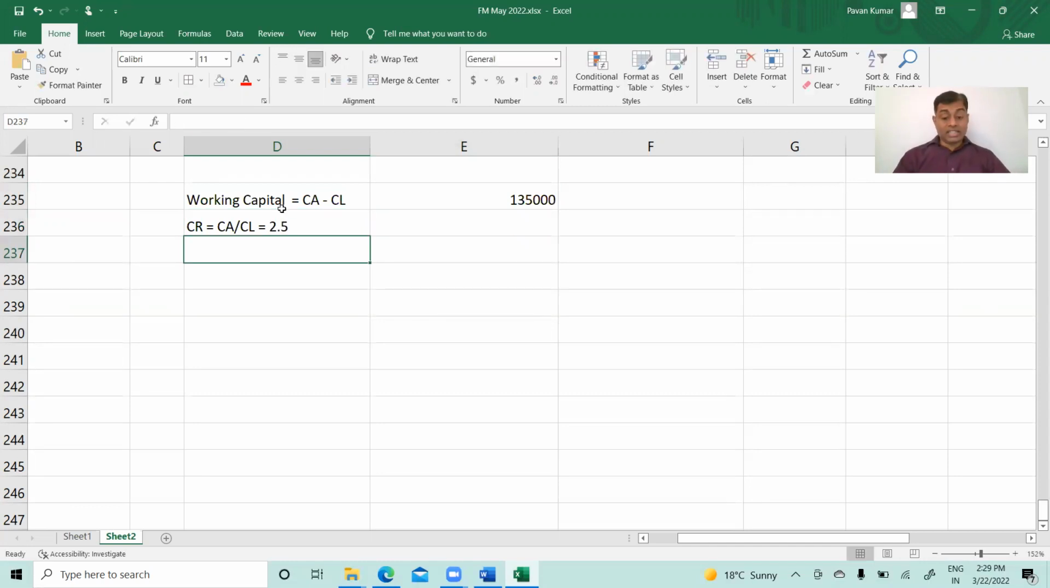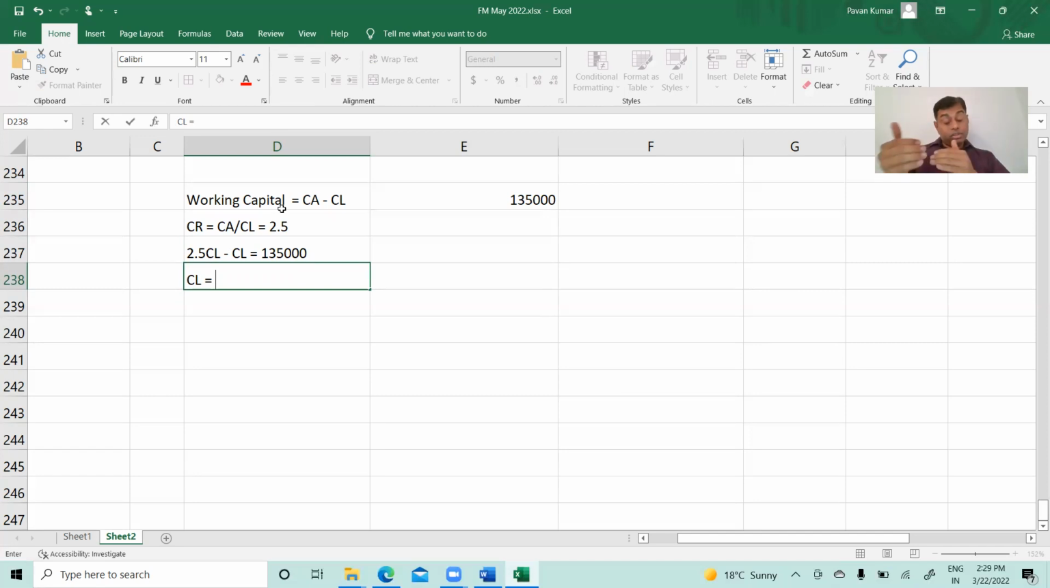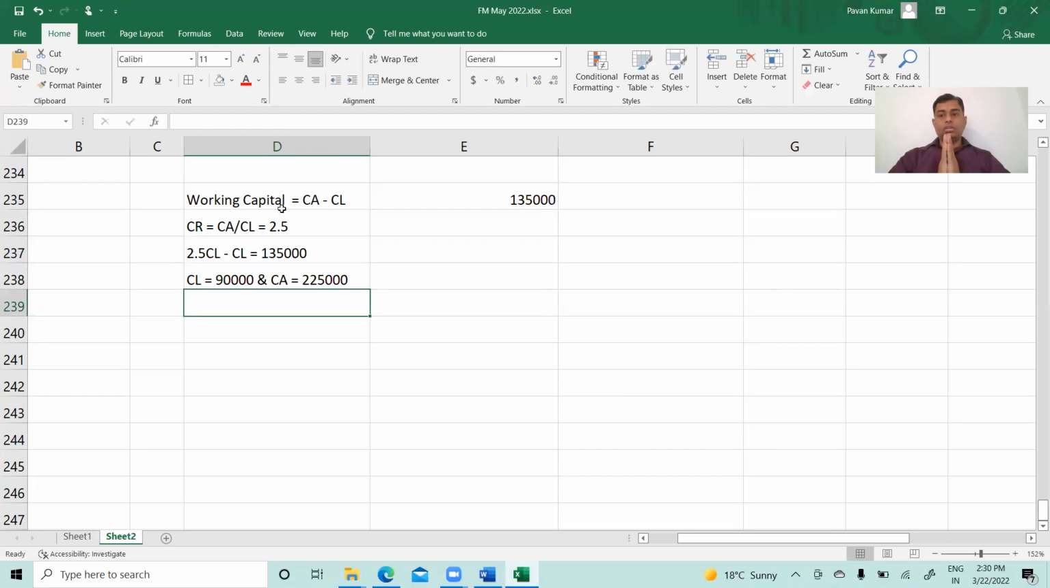2.5. So can I say 2.5 current liability minus current liability is equal to 1,35,000. Therefore, current liability is equal to 1,35,000 divided by 1.5. Is it 90,000? Yes, sir. Current assets is 90,000 into 2.5. 90,000 into 2 is 180, plus 45, is 225. 2,25,000.